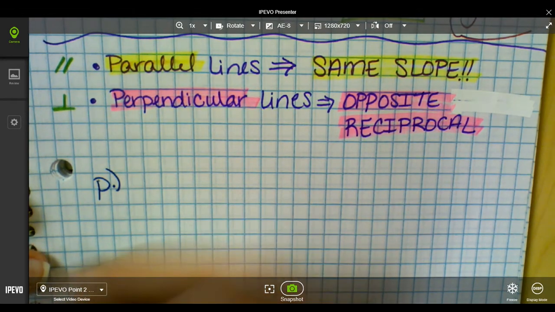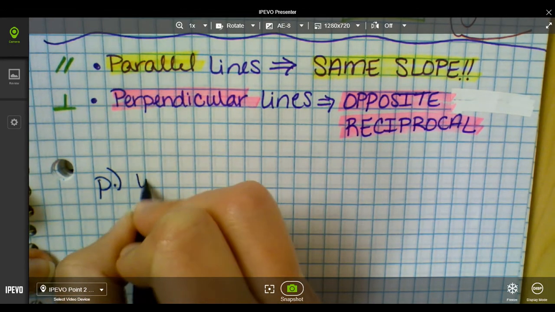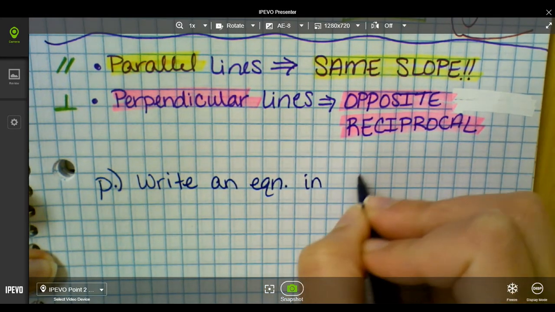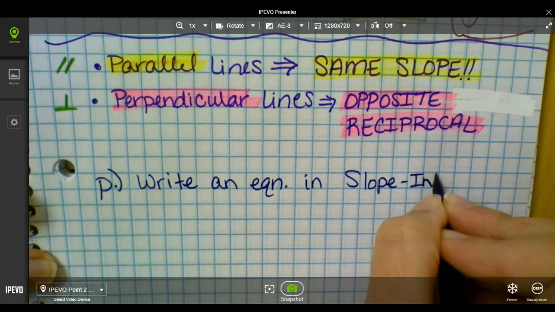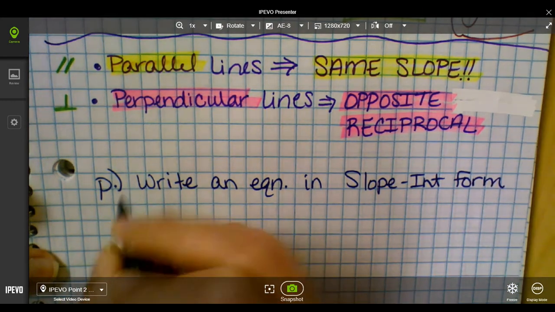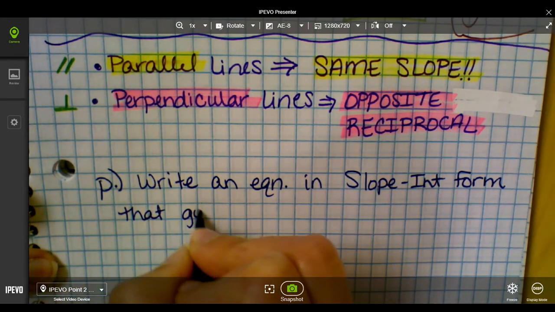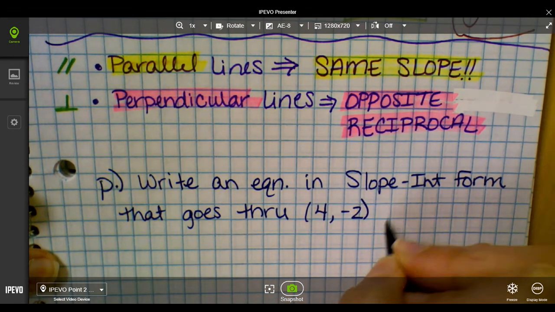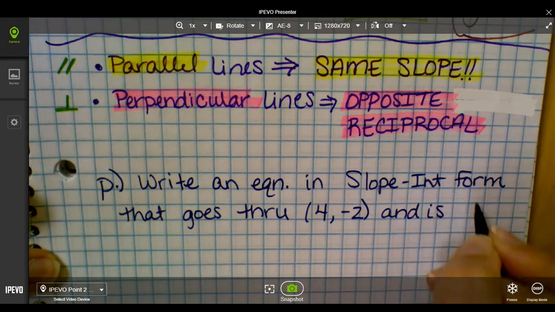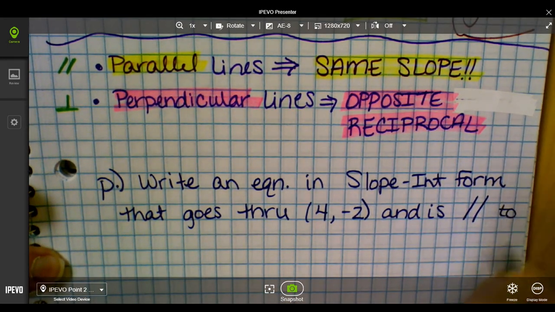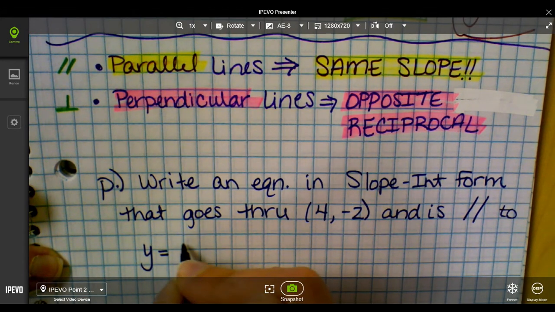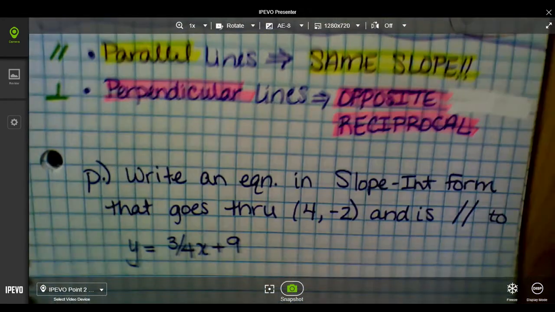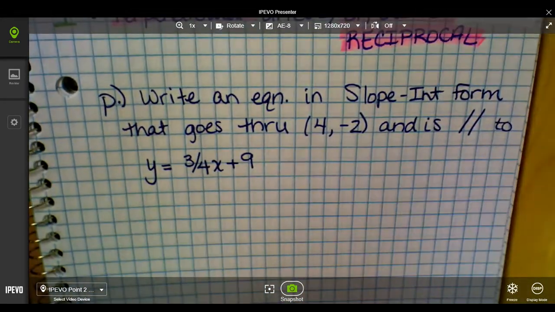It's going to be very similar, but a little bit of a twist to the problems that we have been doing. Write an equation in slope-intercept form that goes through the point (4, -2) and is parallel to the line y equals 3/4 x plus 9. Okay, so that is our new task.